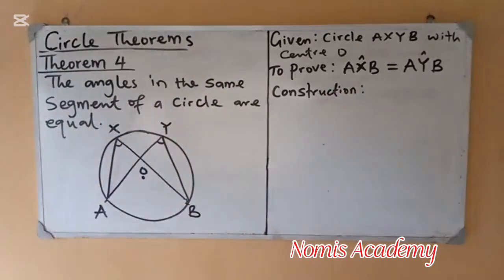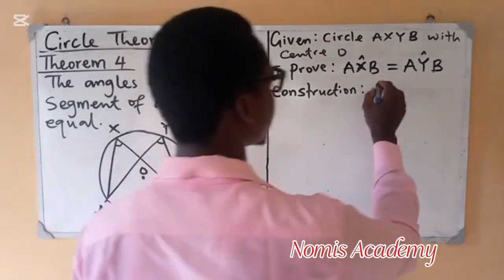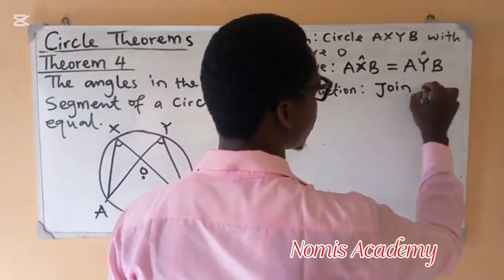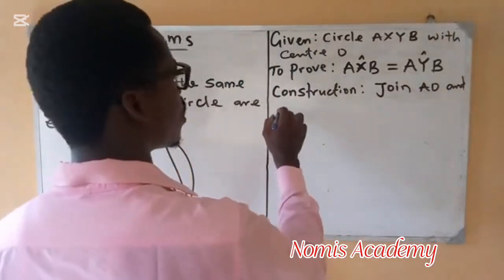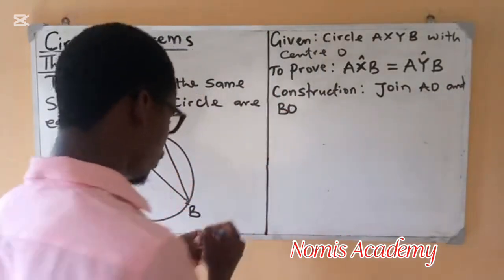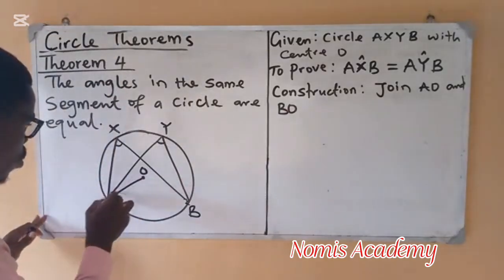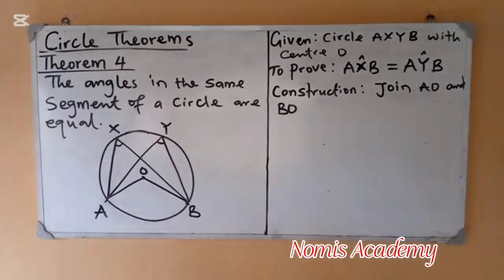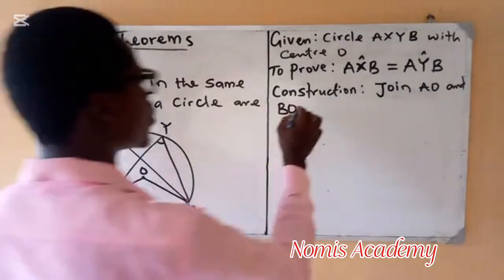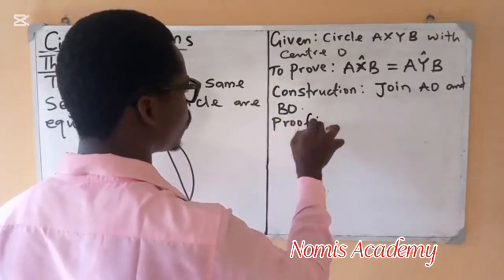Okay, in this construction, we are going to join A to O and B to O. So join A, O, and B, O. So let's do that. We are going to join A to O and O to B. Okay, so we continue with the proof. To prove, now let's start.